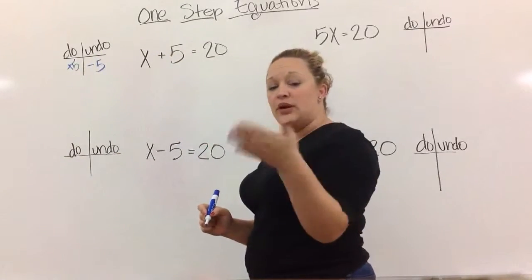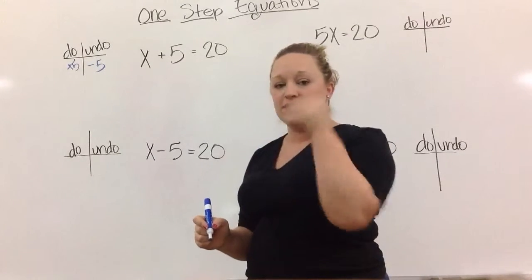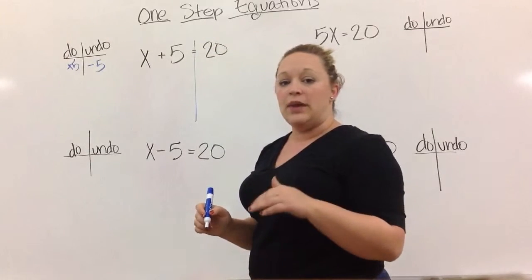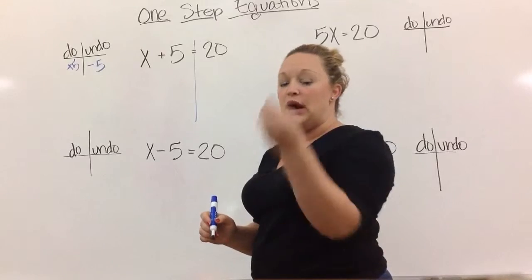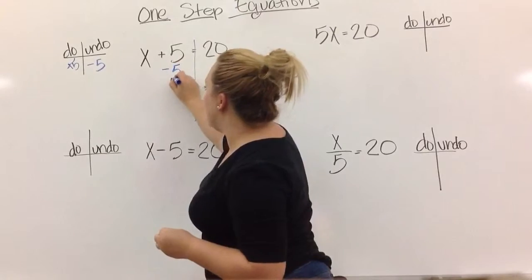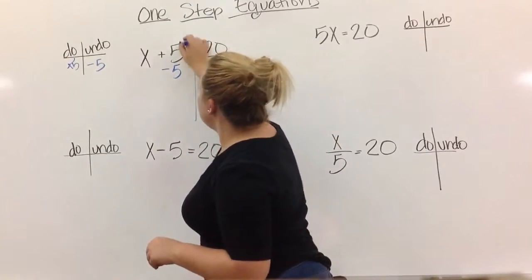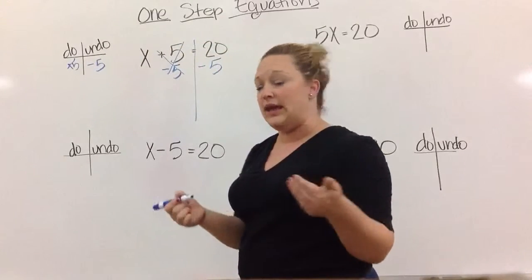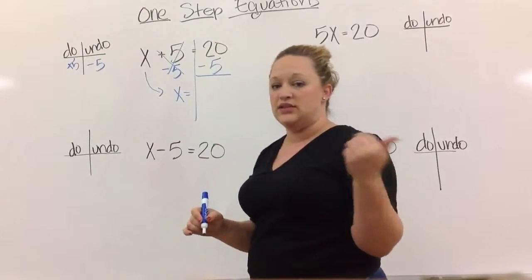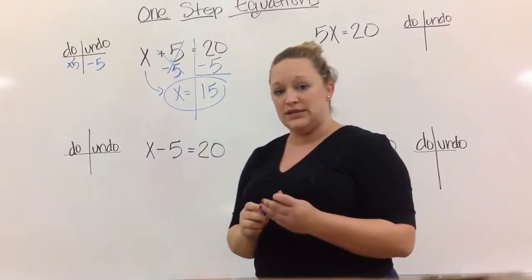The reason that you see a do and undo chart is because for those of us that are visual learners that get lost on track, it kind of helps us keep up with what we need to do. So we're going to draw a line on that equal sign, and we're going to make sure that whatever we undo to one side, we undo to the other side. So to get rid of a positive 5, we're going to go ahead and subtract 5. If I undo it from the left, I also have to undo it from the right. Positive 5 and negative 5 would cancel. Therefore, I am left with x equals, and then 20 minus 5 is 15. So there's our answer to that one-step equation.